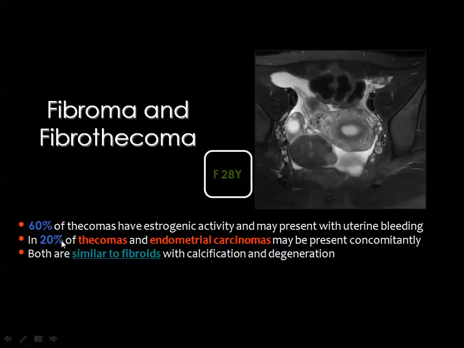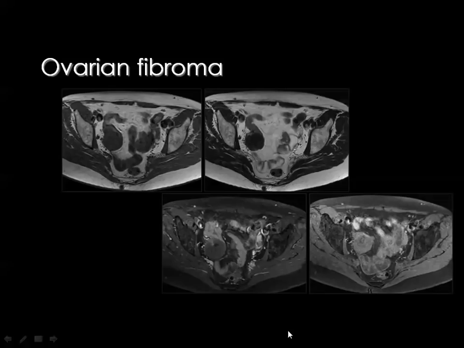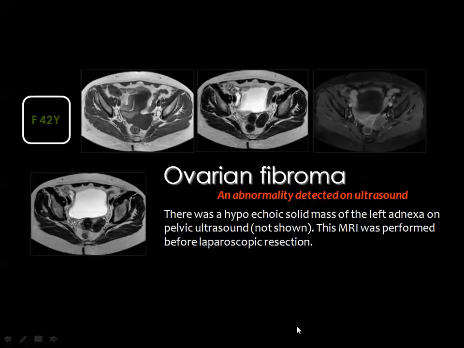Then in 20% of the cases, they are associated with endometrial carcinoma, and 60% of them have estrogenic activity and may present clinically by uterine bleeding. This is an example of ovarian fibroma by MRI, T1 weighted image, and T2 weighted image, and T1 post contrast. You see the dark signal of the tumor in the T1 and in the T2 weighted images, and it shows some contrast enhancement after injection of gadolinium.